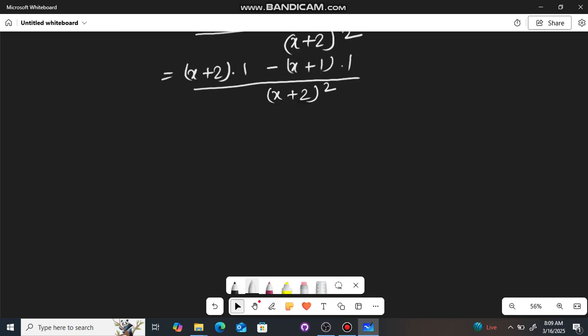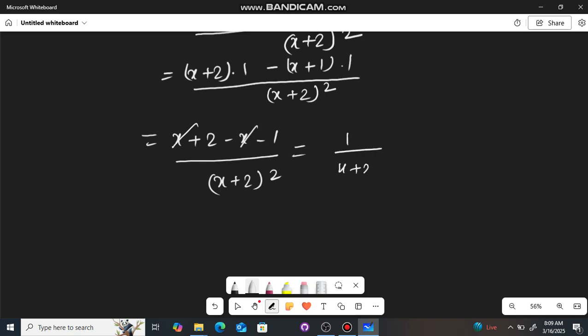After this, (x plus 2) minus (x plus 1), that is x plus 2 minus x minus 1, divided by (x plus 2) whole square. So x and x cancel out. 2 minus 1, we are going to get 1, and 1 upon (x plus 2) whole square will be our final answer. So up to here, we have concluded the main concepts of differentiation, which are the power rule and the quotient rule.